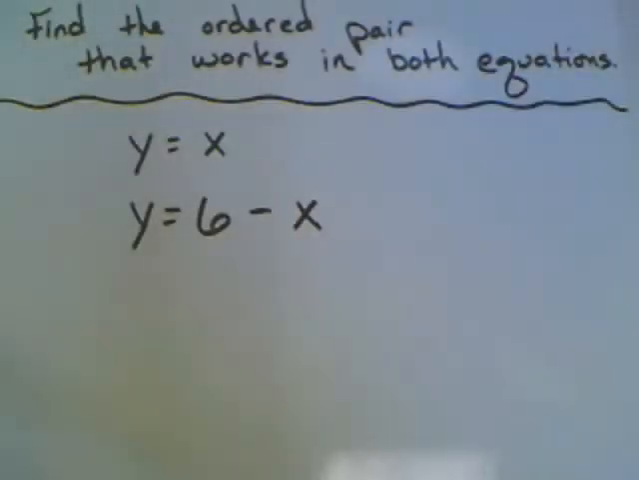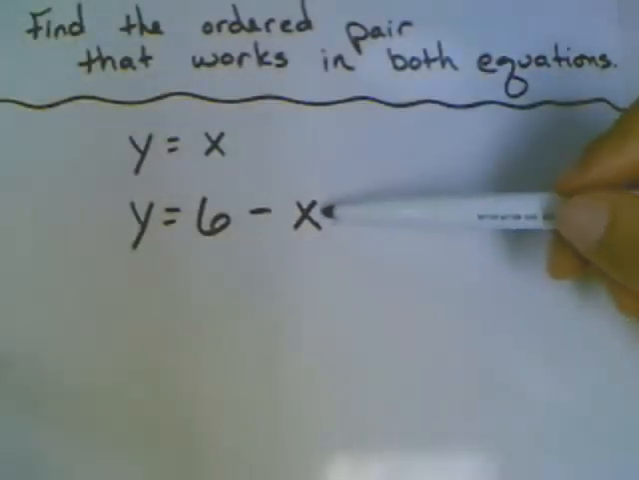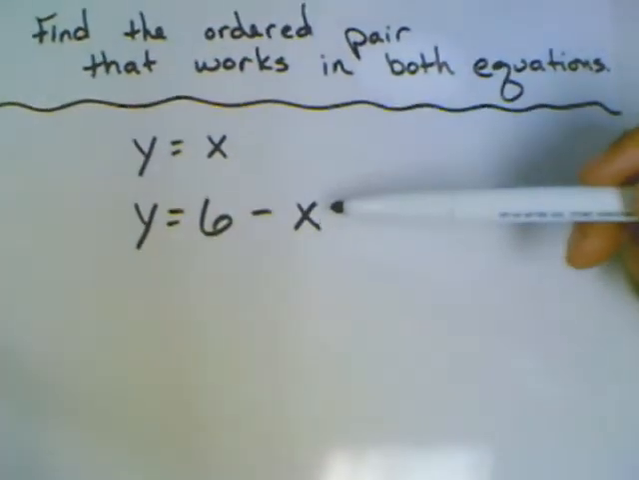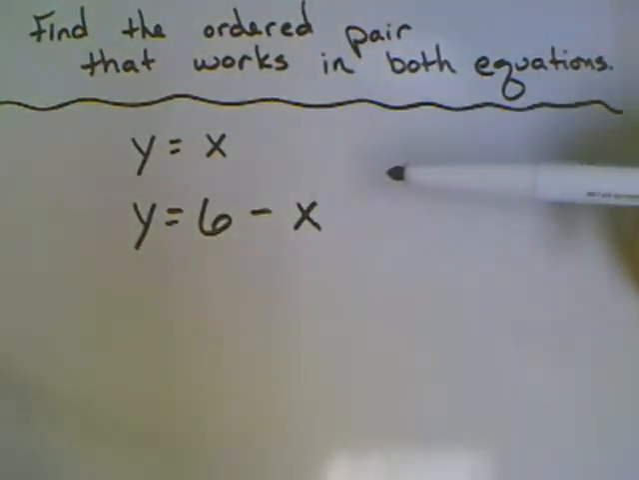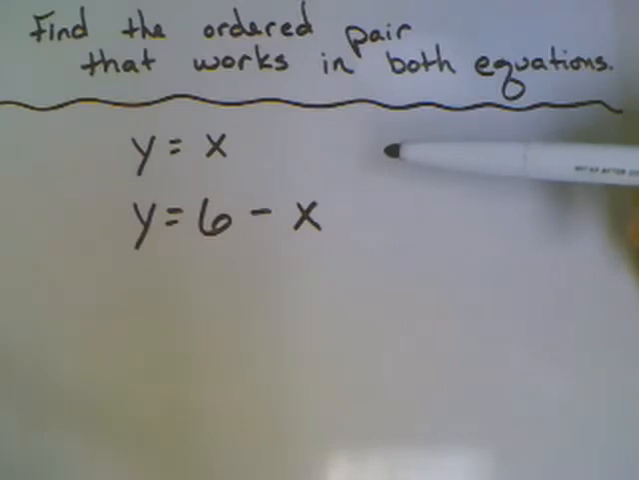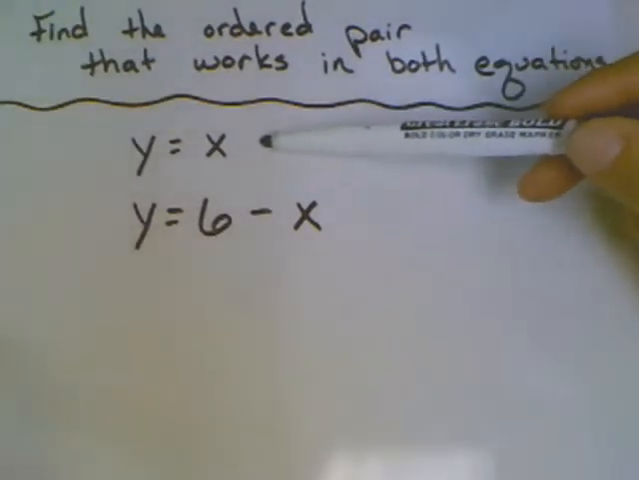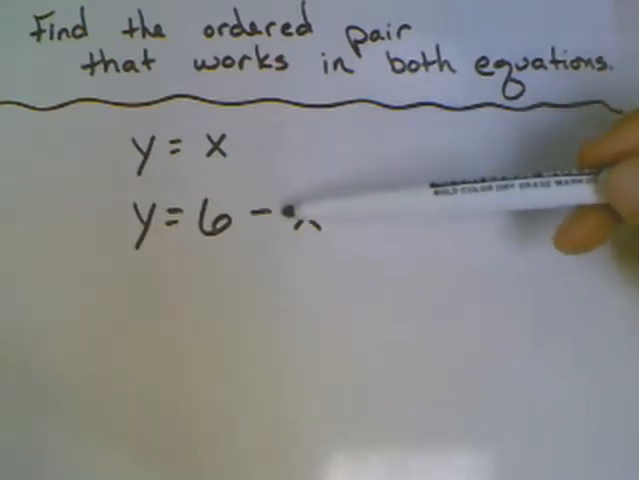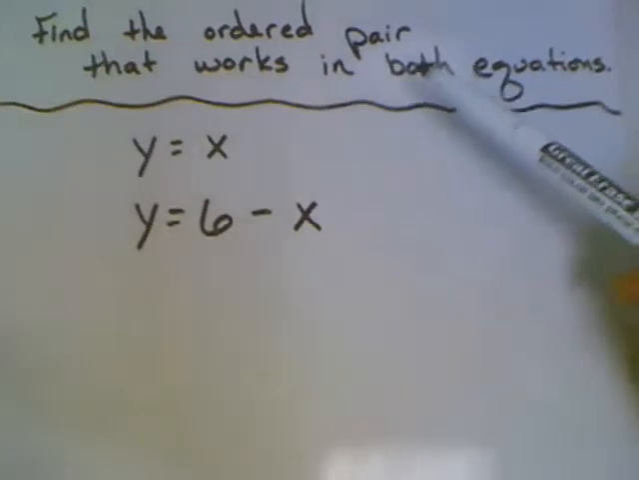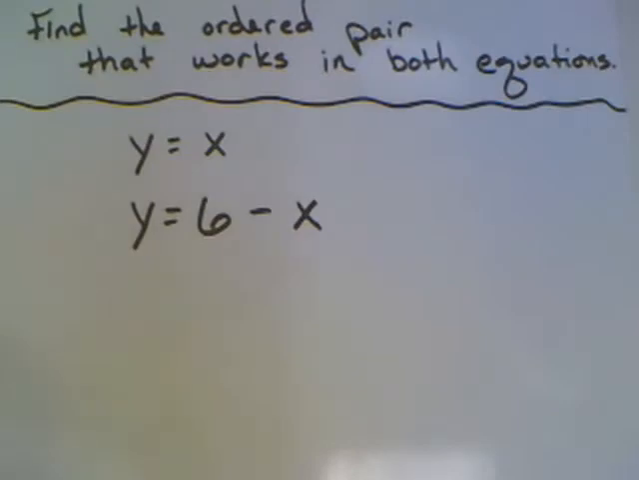In the last chapter, we had equations, like this one, with two variables in it. And we found that these equations have a lot of solutions, and the solutions are ordered pairs. In this chapter, we're going to compare two equations, this one and this one, both having two variables, and we want to know the ordered pair that works in both.